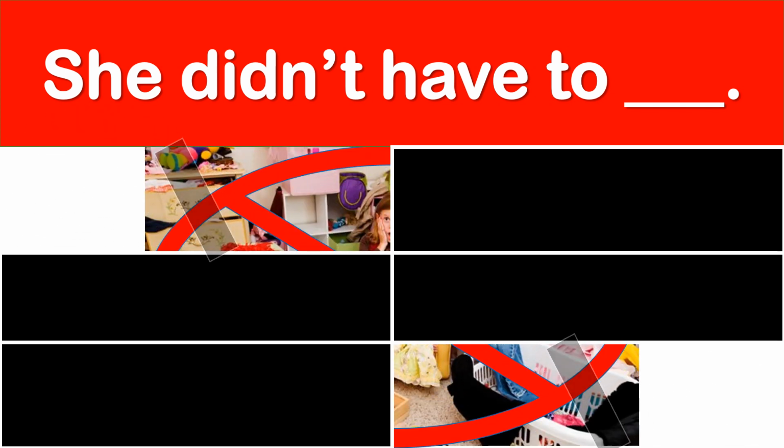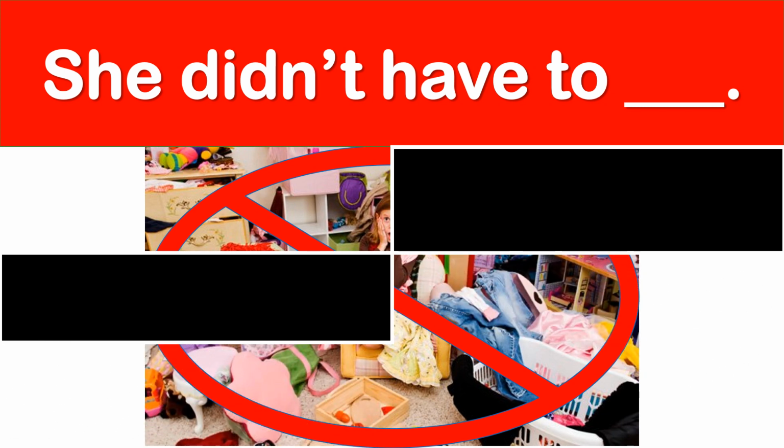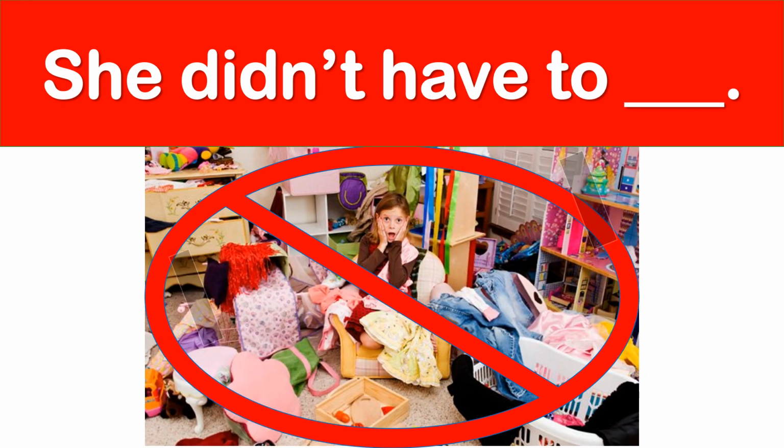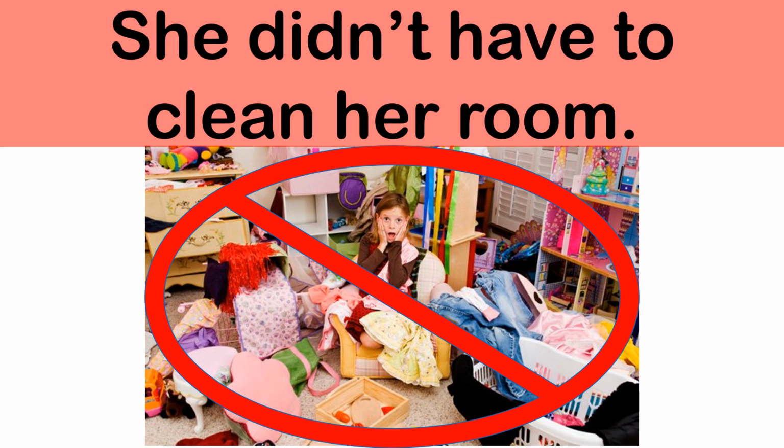Now here's a negative one. What is something she didn't have to do? Say it out loud. I think you know the answer. This one is, she didn't have to clean her room. Say it after me. She didn't have to clean her room.